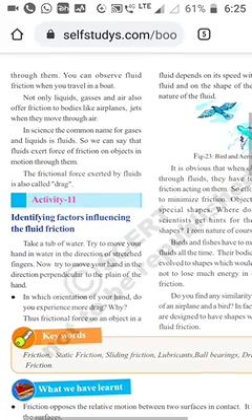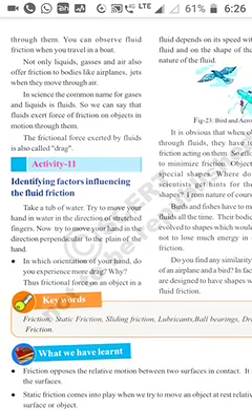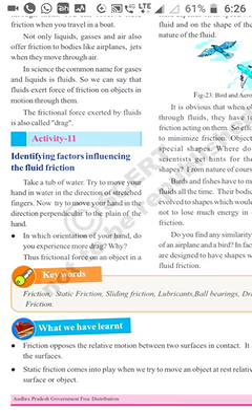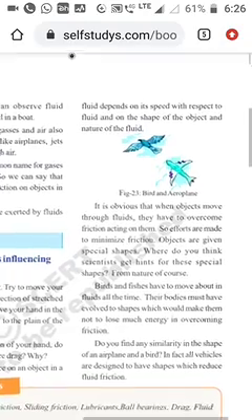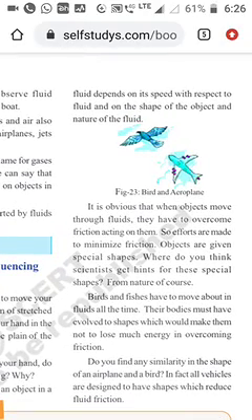Next, here comes Activity 11, identifying factors influencing fluid friction. Take a tub of water, and try to move your hand in water in the direction of stretched fingers. Now try to move your hand in the direction perpendicular to the plane of the hand. In which orientation of your hand do you experience a small drag? Why? Thus, frictional force on an object in a fluid depends on its speed with respect to the fluid, on the shape of the object, and also on the nature of the fluid.